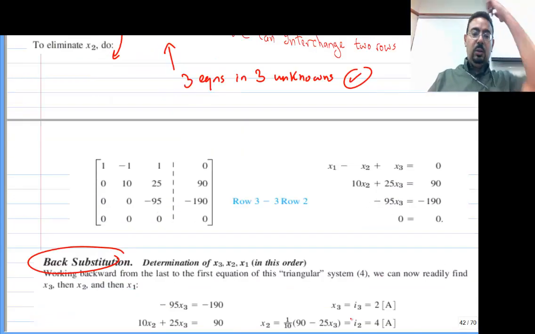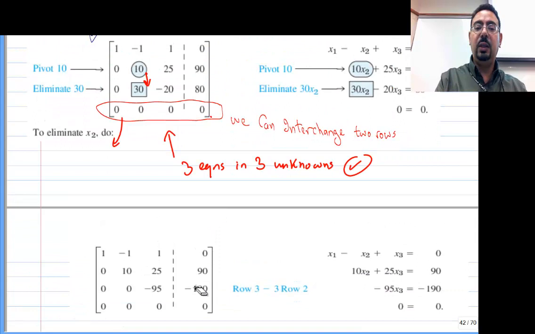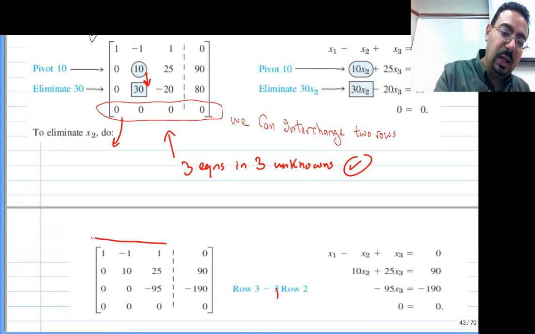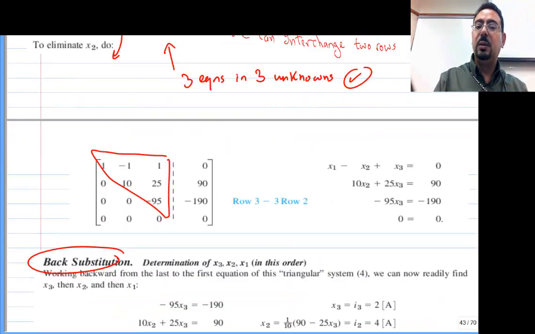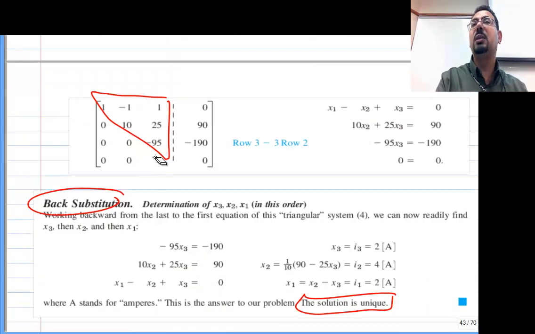So anyway, that line of 0 equals 0, he doesn't worry about it. Fine, we got rid of it. And now he has his upper triangular matrix. And what's next? Back substitution, starting from the last line. So basically he says, minus 95 x3 equals minus 190, he gets x3, which was the current I3, and then this one. So each one of those steps, he basically gets the numbers, right?